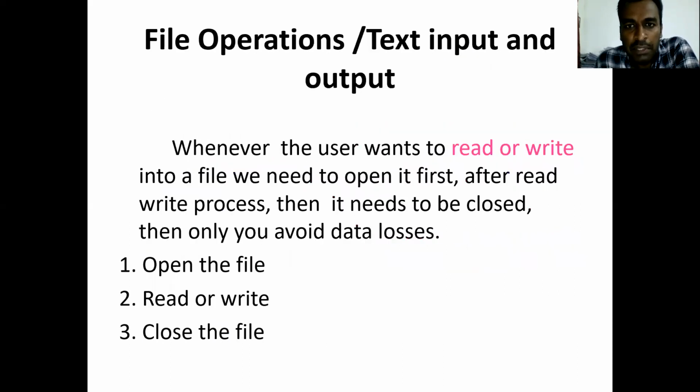Next are the file operations. If you want to read or write into the file, first you have to open the file. After the read or write process, it needs to be closed, and only then do you avoid data loss. What is the first process? First, you have to open the file. Next, read or write the data in the file. And after reading or writing, you have to close the file.